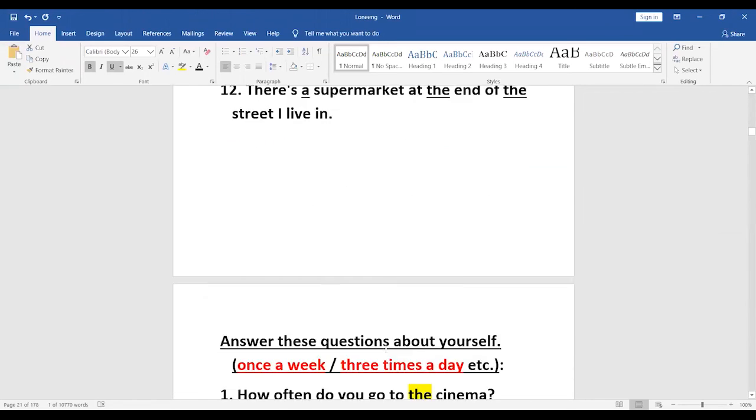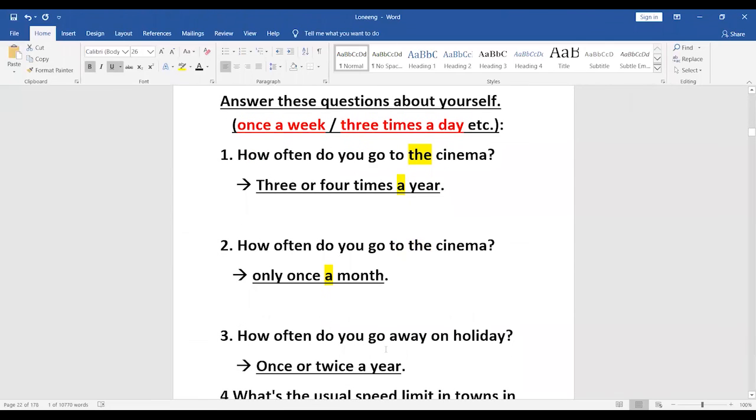Okay, so let's move on to another exercise. I'm going to do the first two for you. Answer these questions about yourself. When you want to say once a week, or when you want to say 3 times a day, whatever you want to say, just go ahead and use it. Okay, I've given you a few examples here. How often do you go to the cinema? So you can say 3 or 4 times a year.